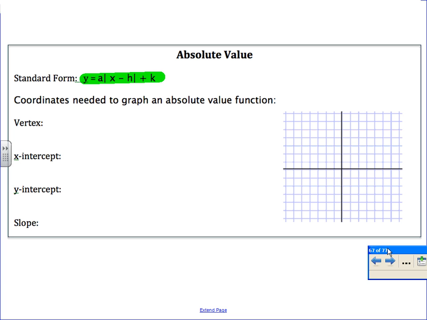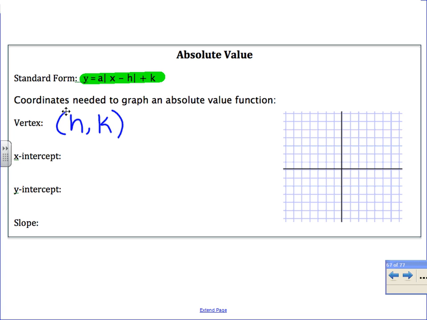Okay, so let's take a look here at how to find certain coordinates, and then we'll graph the standard absolute value function. The vertex is (h, k). Since this h up here is negative, the h is always going to be the opposite of what it is in the equation because the standard form is x minus h. So keep that in mind as we go through some examples.